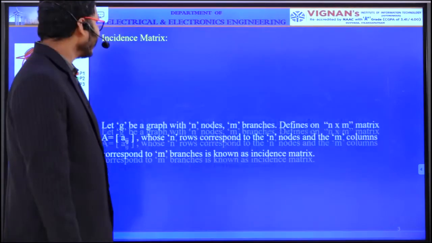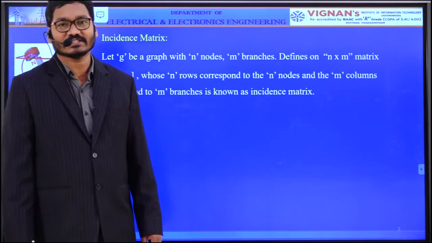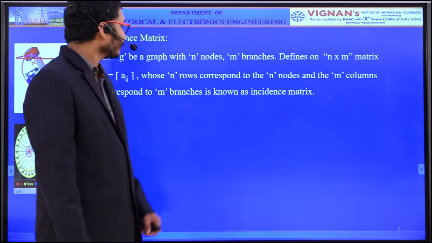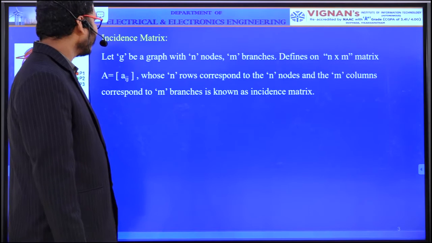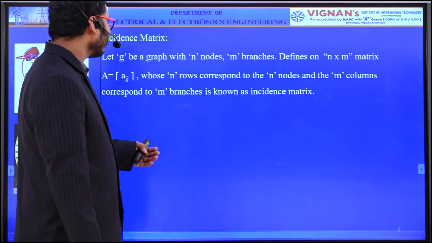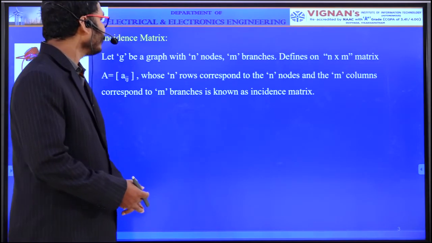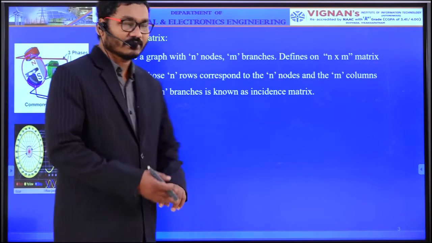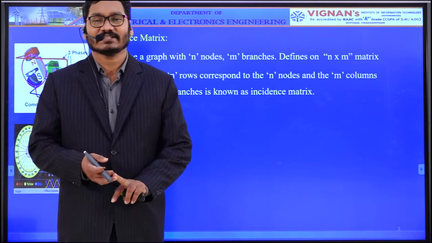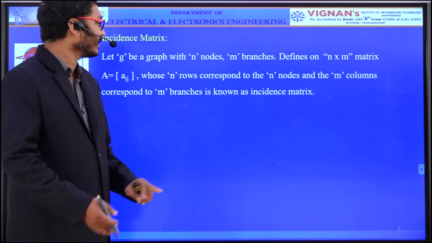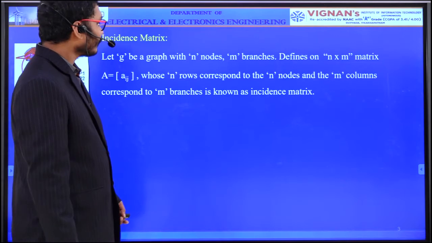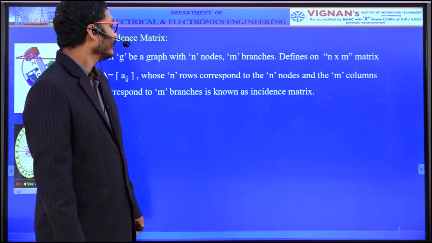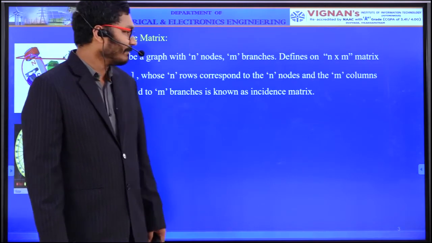Incident matrix. Already I have explained the incident matrix in the previous class, but again I am explaining it here. The incident matrix is a matrix in which the number of rows is related to nodes, and the number of columns is related to branches. Here we are considering n nodes and m branches.